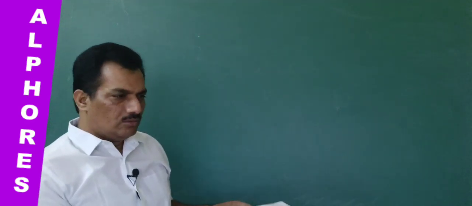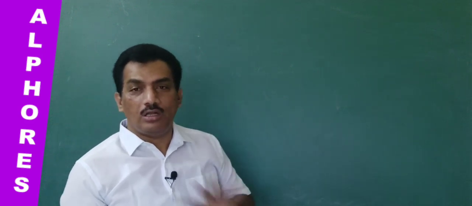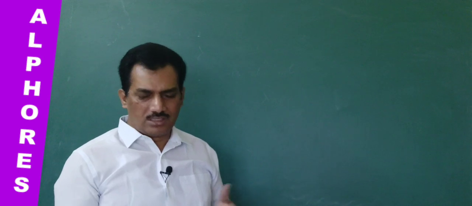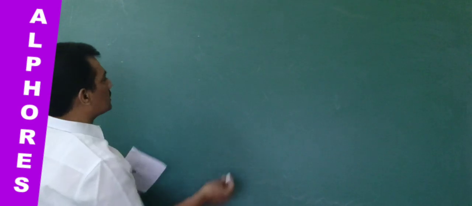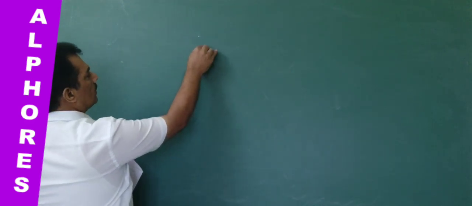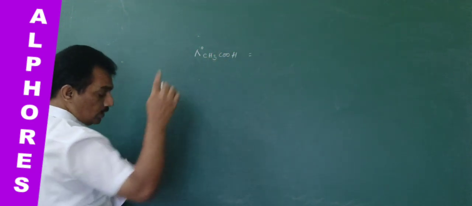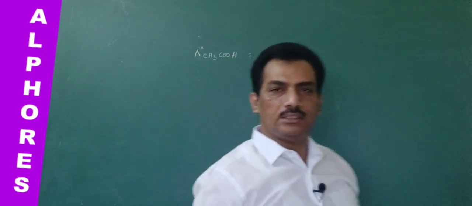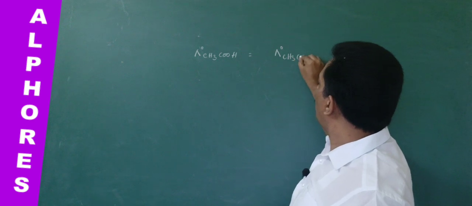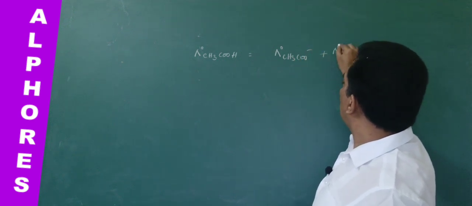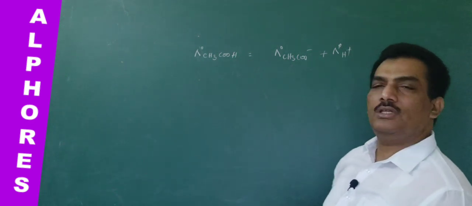Clear? Even though many students have practice, they try to get the formula by using all the data. It is a waste of time, directly we can go. Now let us solve this question. Here they are asking for lambda naught of acetic acid. As per Kohlrausch law, what is lambda naught of acetic acid? It is nothing but the sum of the conductance of the acetate ion and the conductance of the H plus ion. Is it not?